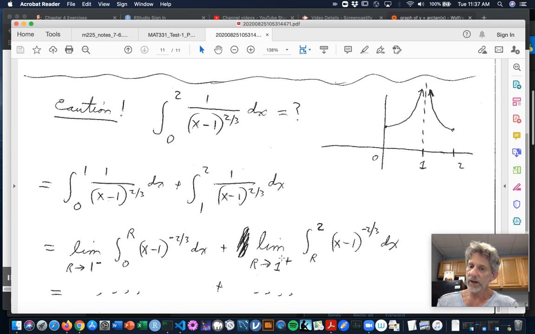If you want to see the details of how to work them out, this example is actually in the textbook, and so you can look up how it ends.